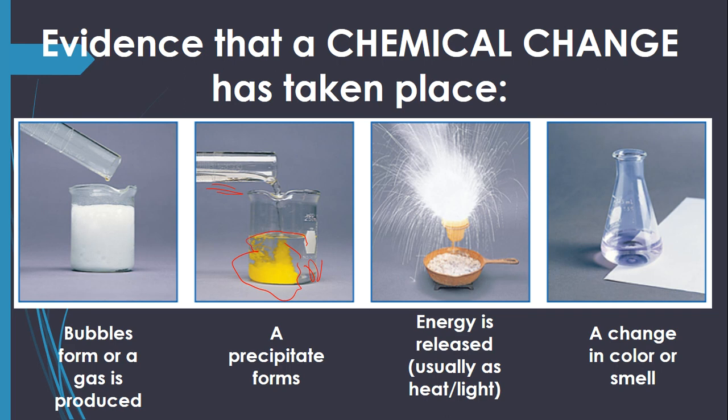So you'll need to recognize these as the year goes on when we do labs. We may ask, how do you know a chemical change occurred? And the answer will be something like bubbles formed, or sparks formed, or a precipitate.